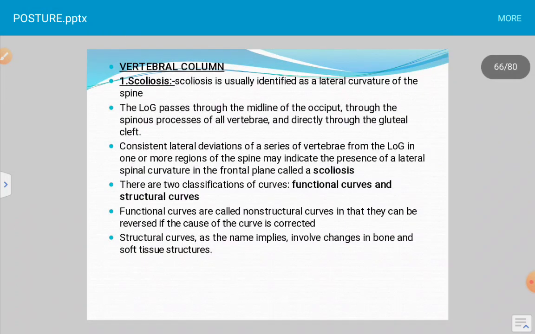And scoliosis is usually identified as the lateral curvature of the spine. Okay, always identified as the lateral curvature of the spine. Normal spine and lateral curvature, formation of lateral curvature.